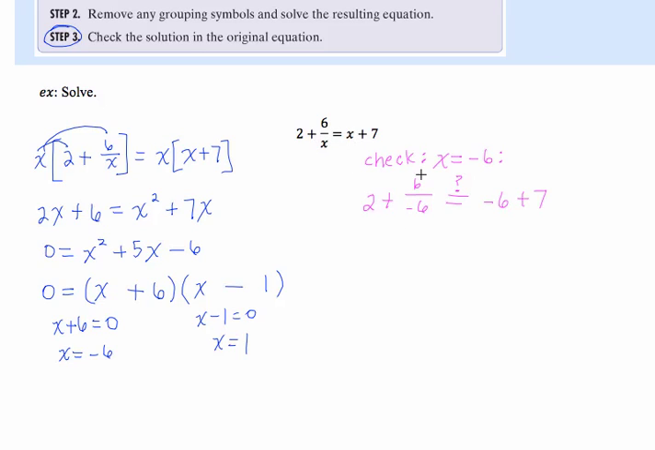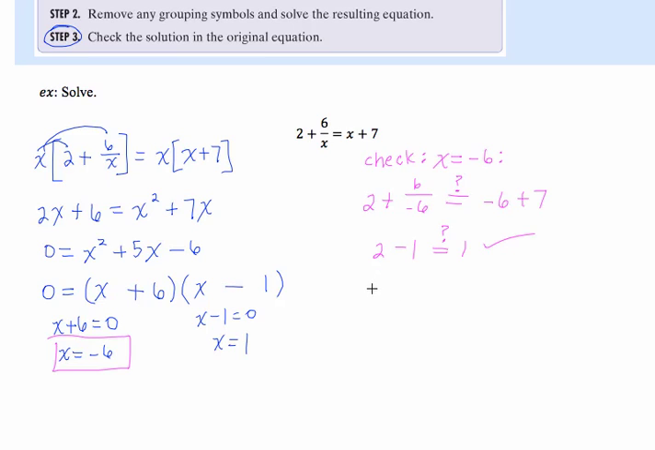And let's see. 6 over negative 6 is negative 1. So that's 2 minus 1. Does that equal, now on the right side we have negative 6 plus 7 is 1. 2 minus 1 does equal 1. So that actually is a solution. So we can go box that. Very good. And now let's check the other one.